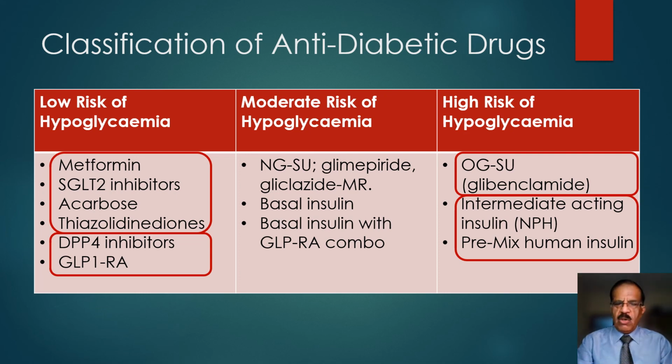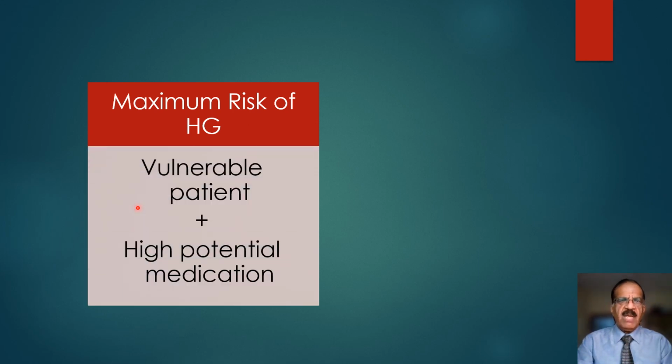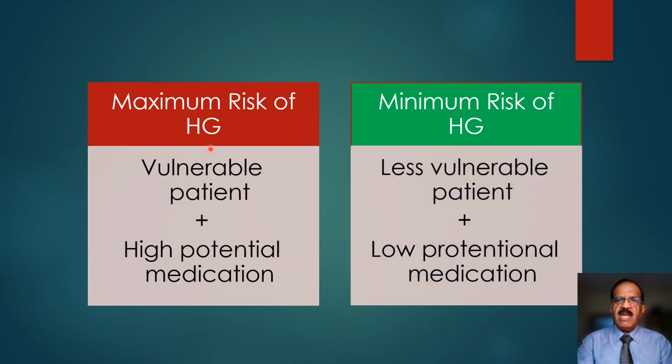Now, based on this concept, we have two groups. Those patients who have maximum risk of having hypoglycemia, a vulnerable patient. I just described some factors related to the patient. If those factors are present, plus that person is on medication which has high potential of causing hypoglycemia, this patient would be called a high risk patient. And on the other hand, we have a patient who has minimum risk of hypoglycemia, a less vulnerable patient, a patient who has normal liver, normal kidney, and is otherwise healthy, a relatively young person. That person is less prone to develop hypoglycemia, and plus that person is on medication which also has low potential of causing hypoglycemia, so there would be minimum risk.